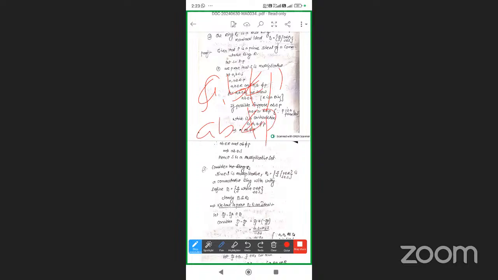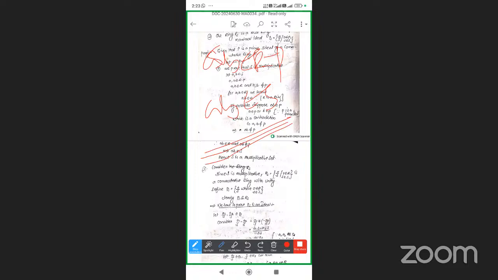AB belongs to R and AB does not belong to P. So AB belongs to R minus P. Since AB belongs to S, S is a multiplicative set. S is equal to R minus P. This is nothing but: if A, B belong to S, then AB belongs to S. This set is called a multiplicative set.